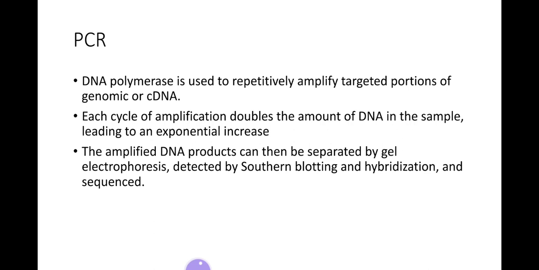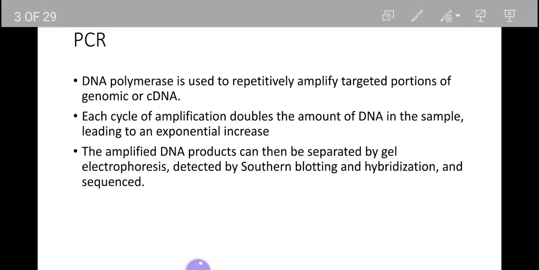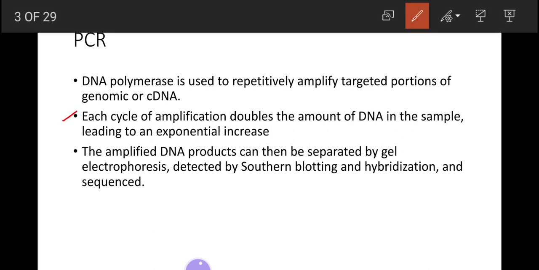In one cycle, from one DNA molecule, 2 DNA molecules are produced. So in the first cycle, 2 DNA molecules, in the second 2 to 4, and in the third 4 to 8. There is an exponential increase. The amplified DNA product can be separated by gel electrophoresis, detected by Southern blot, hybridization and sequencing.